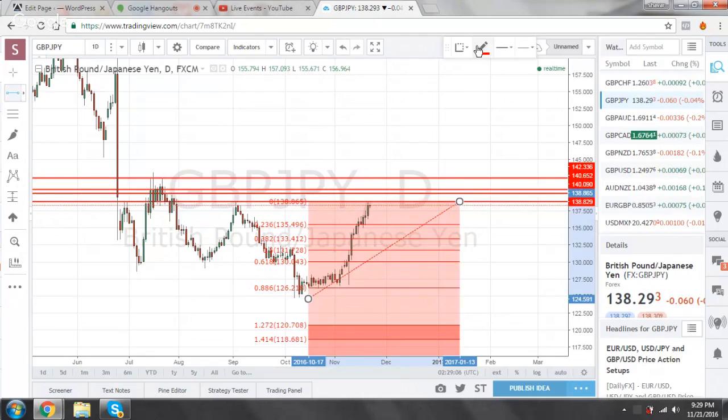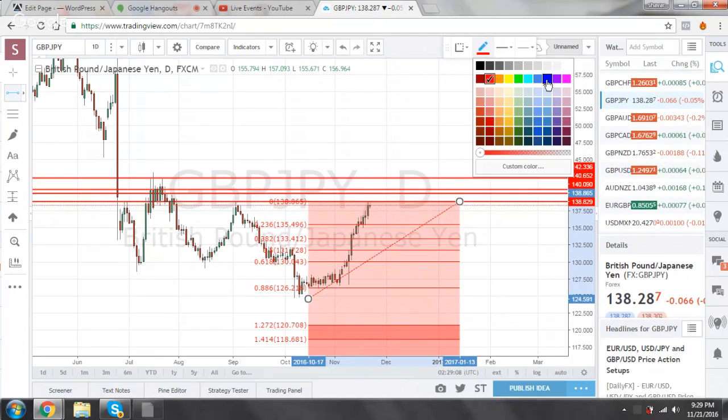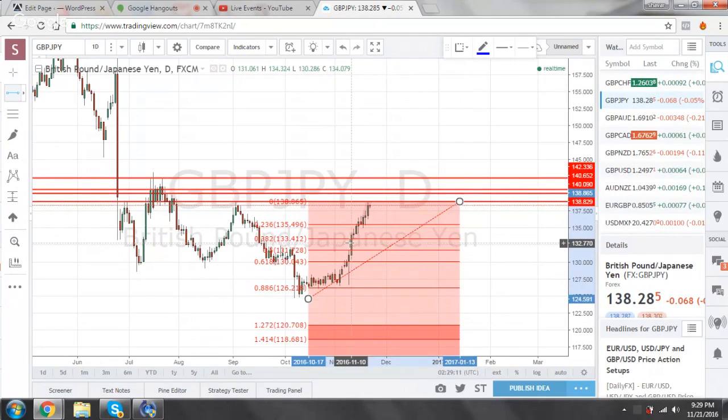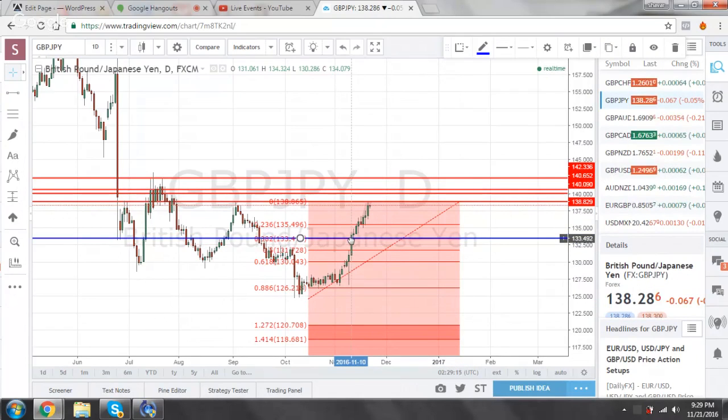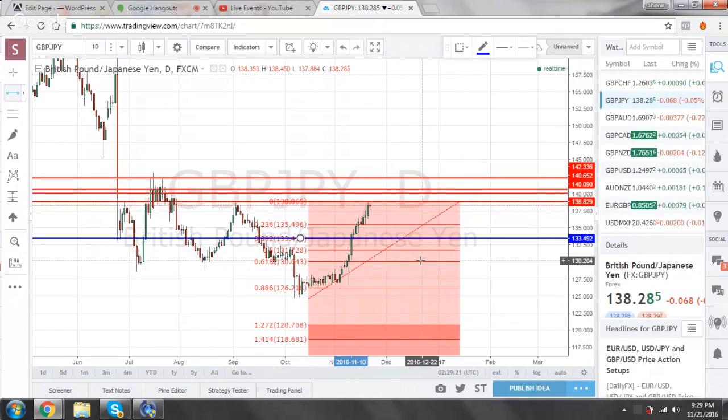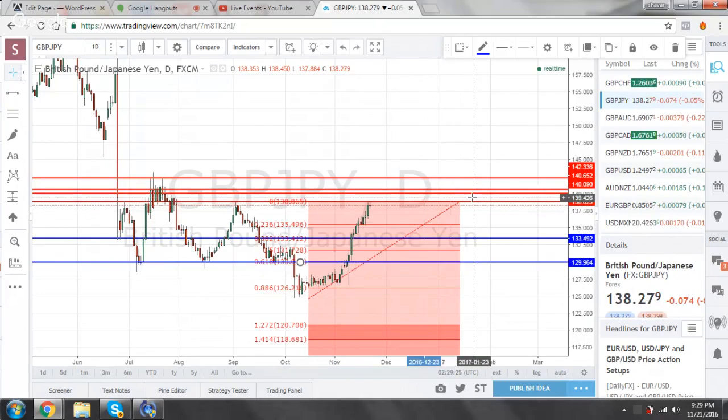Come over here. Let me change the color here. Blue. And I will mark off the 38.2, which right here will say 0.382 area, and the 61.8, which right here will say 0.618. And these are key reversal zones.